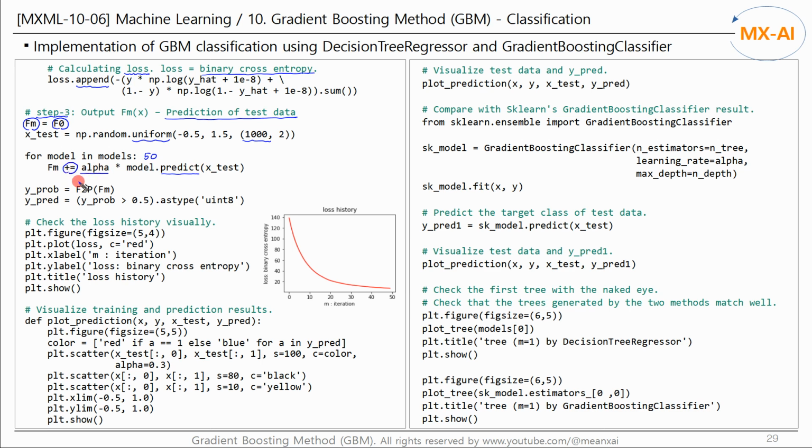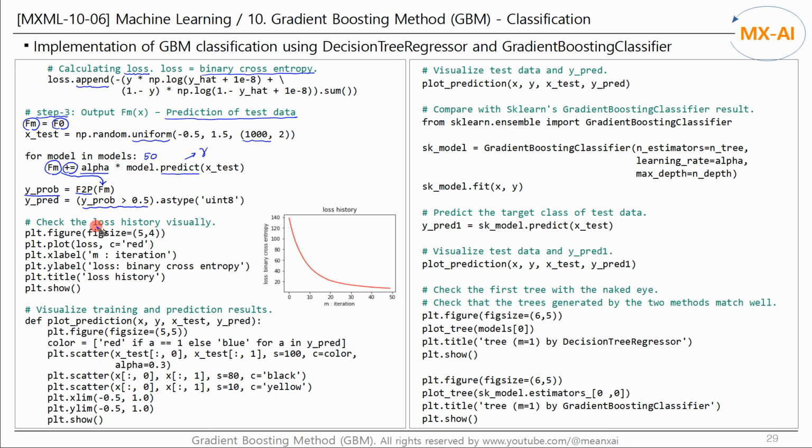This is the predicted log odds value, F, for the test data. The predict function returns the gamma value. Next, we convert this predicted log odds to probability values using the logistic function. If this probability is greater than 0.5, we predict the class Y as 1. Otherwise we predict the class Y as 0.